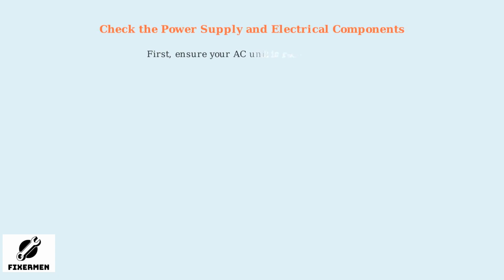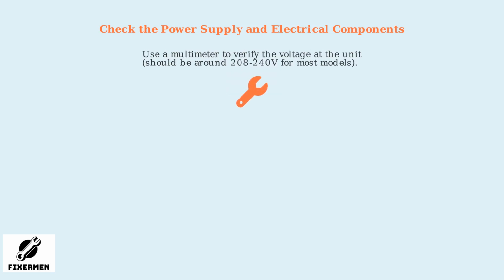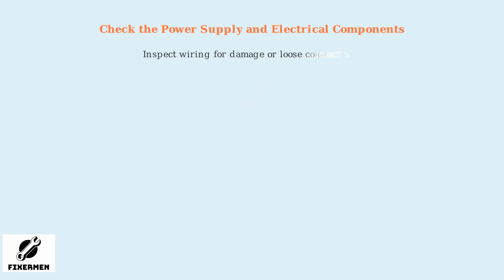First, ensure your AC unit is receiving power. Check the circuit breaker and reset it if tripped. Use a multimeter to verify the voltage at the unit, which should be around 208 to 240 volts for most models. Inspect wiring for damage or loose connections. If you're uncomfortable working with electricity, call a qualified electrician. Remember to always disconnect power before inspecting any internal components.